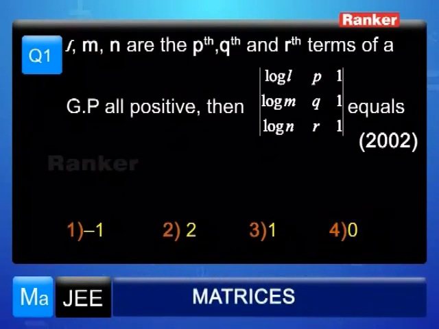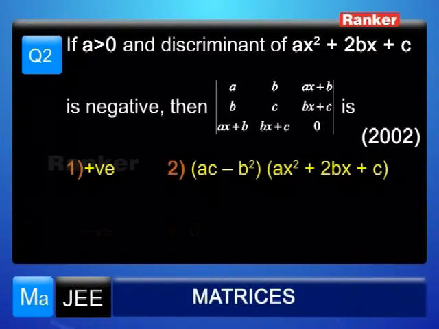If a is positive and the discriminant of ax square plus 2bx plus c is negative, then the determinant with first row a, b, ax plus b, second row b, c, bx plus c, third row ax plus b, bx plus c, 0 is: first option positive, second option equal to ac minus b square into ax square plus 2bx plus c, third option negative, and fourth option is 0.